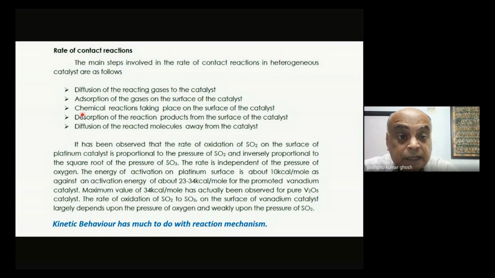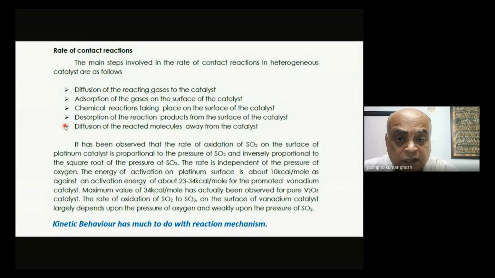Third, there must be a chemical reaction that takes place on the surface of the catalyst. Usually, we tend to stop here. But these are equally important. After the reaction, the products have to dissolve. They have to come out of the catalyst surface so that again fresh reactants can go in. So desorption is as important as adsorption.